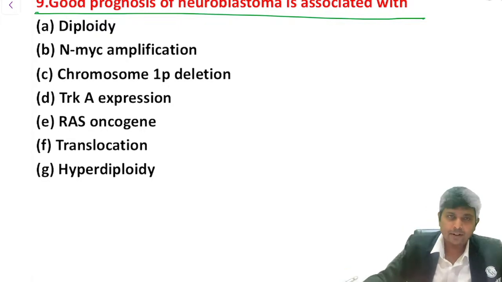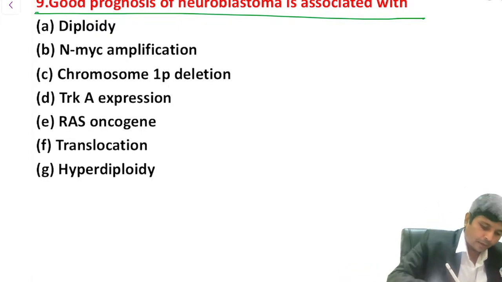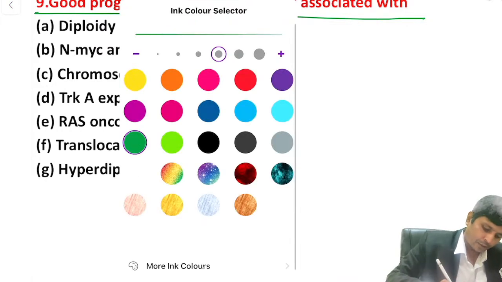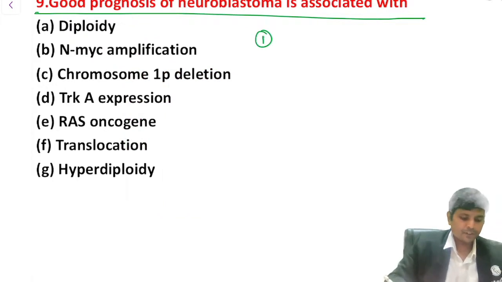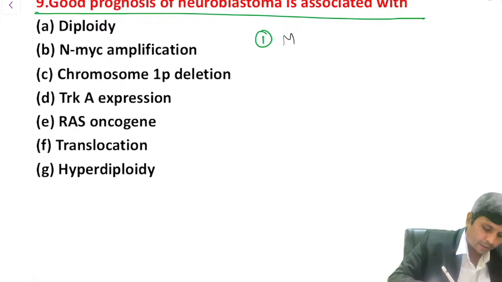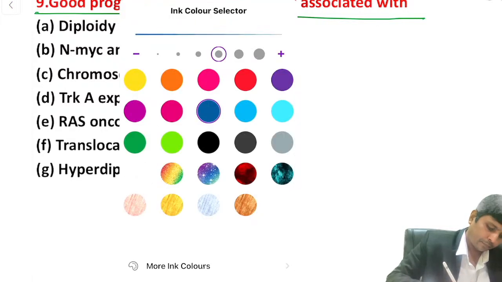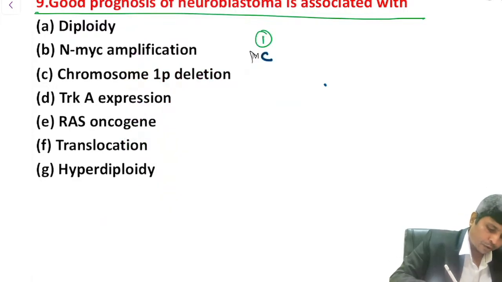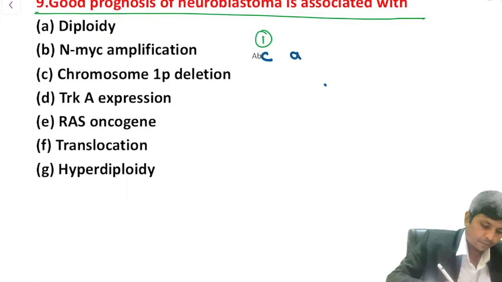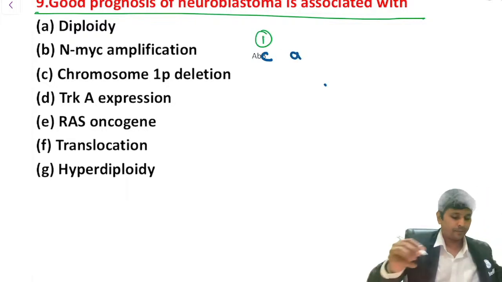Okay. So what are all the manifestations of a neuroblastoma? Remember, this is the most common abdominal malignancy.